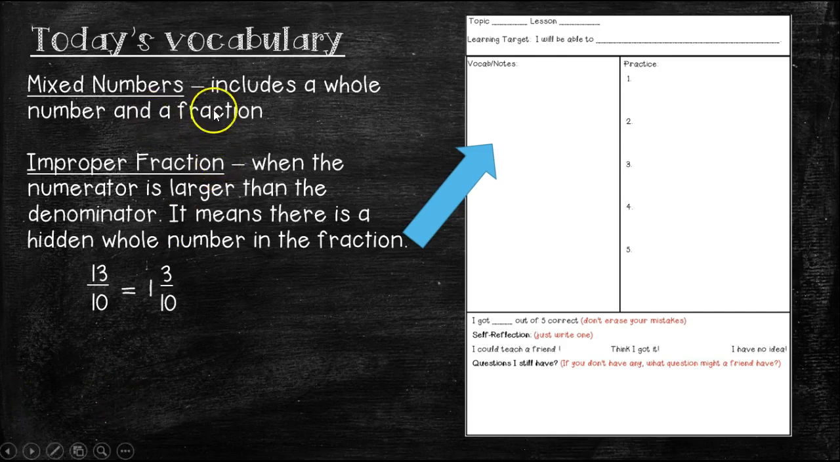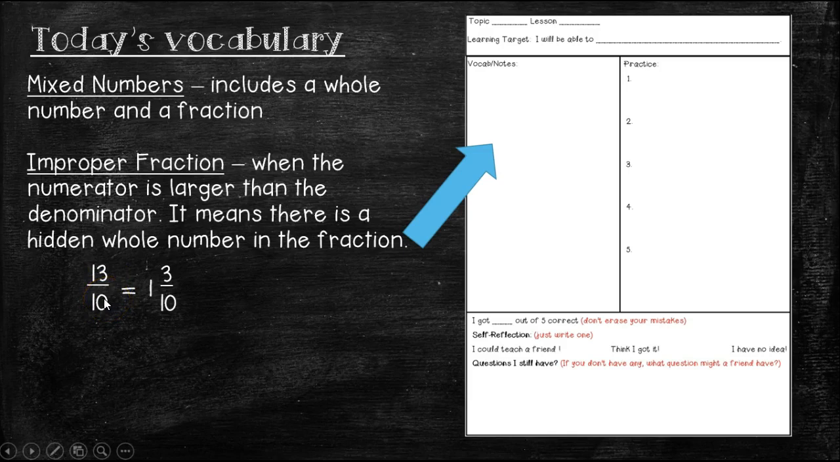First of all, mixed numbers. Well, that includes a whole number and a fraction. An example of this would be like 2 1/3. And then an improper fraction is when the numerator is larger than the denominator. It means that there's a hidden whole number in the fraction. So this would be an improper fraction, 13/10.